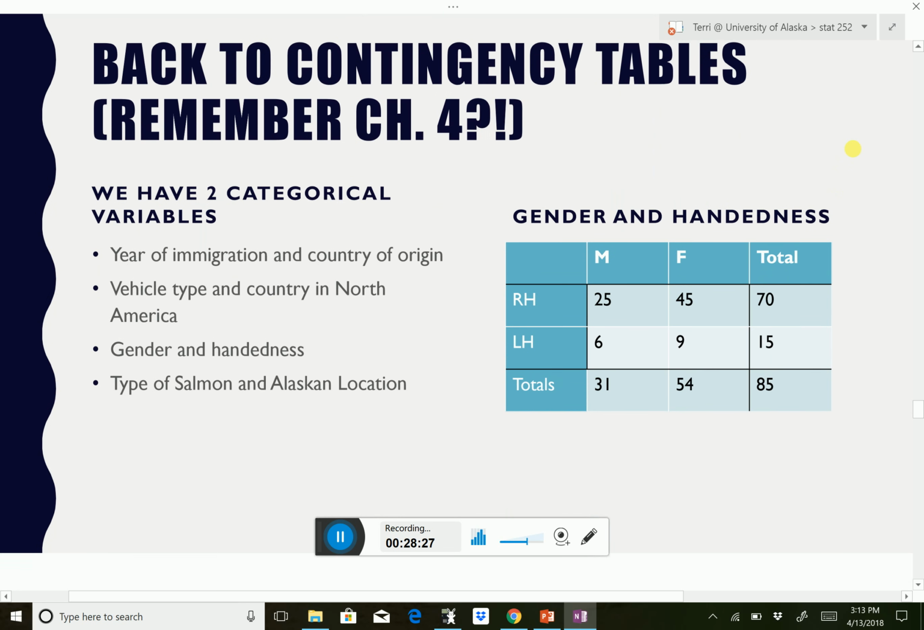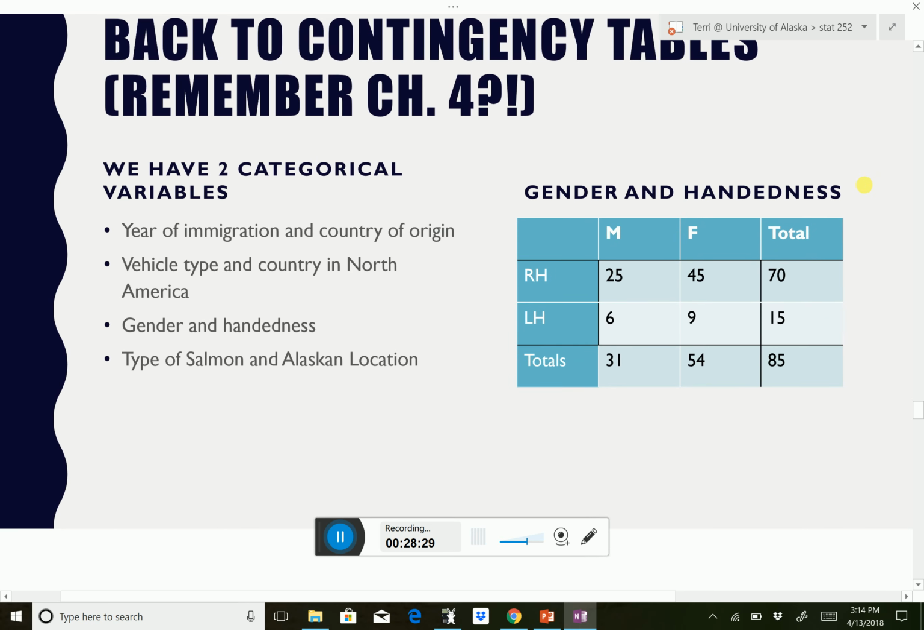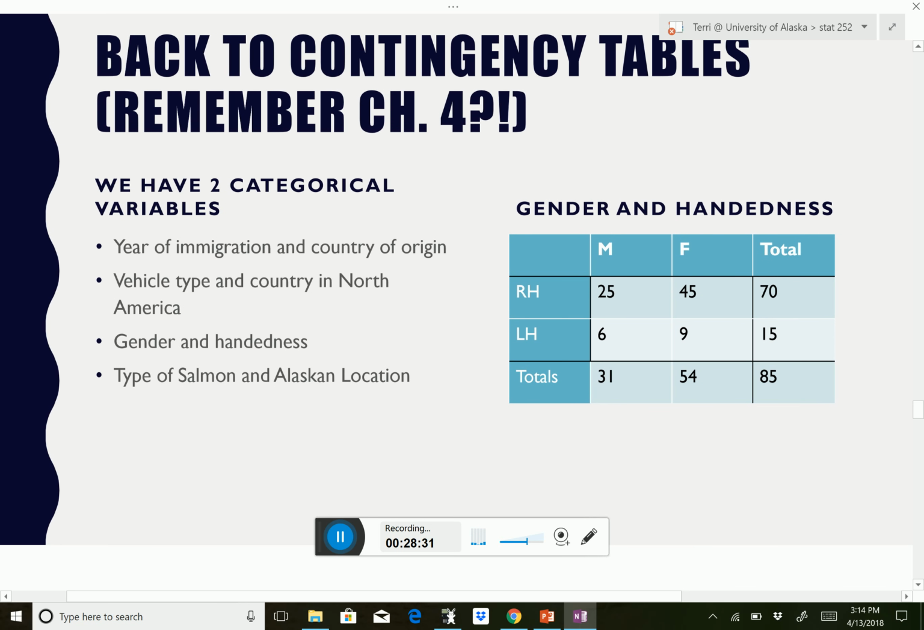So let's talk a little bit about contingency tables. Remember chapter 4, I know you probably have nightmares from it. We have 2 categorical variables. We might have the immigration and the country of origin. Remember those? Vehicle type and country in North America. Don't know if you remember that one. Gender and handedness. Oh, we're doing that one. And then salmon and Alaska location. That was test 1, by the way.